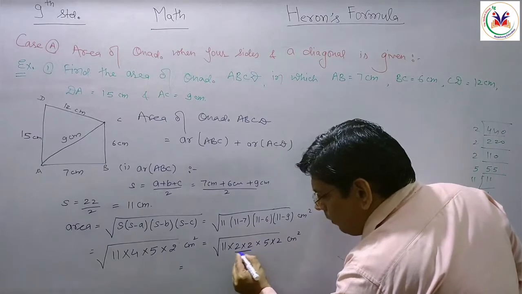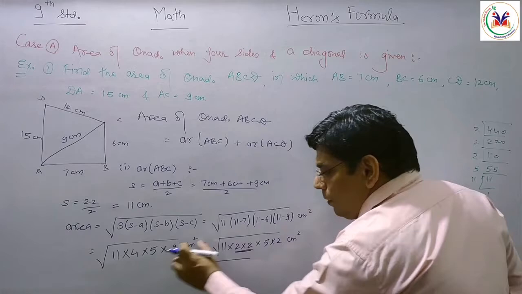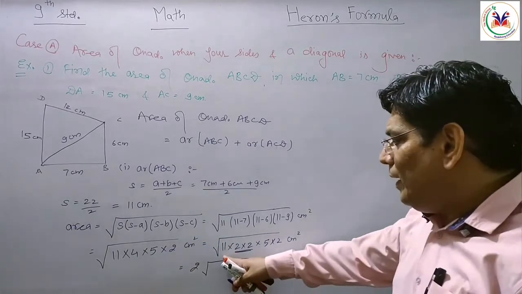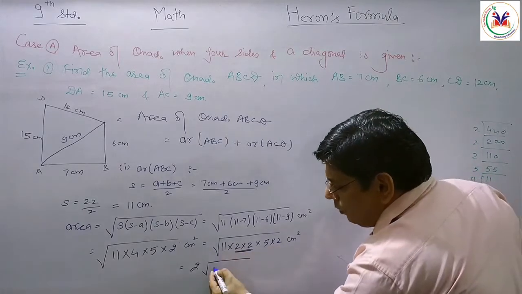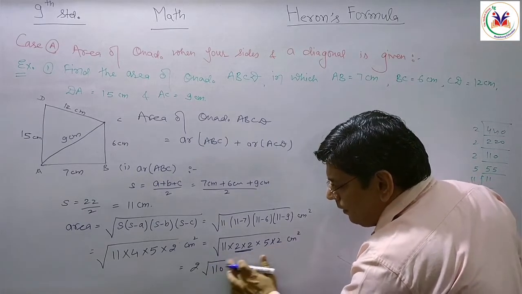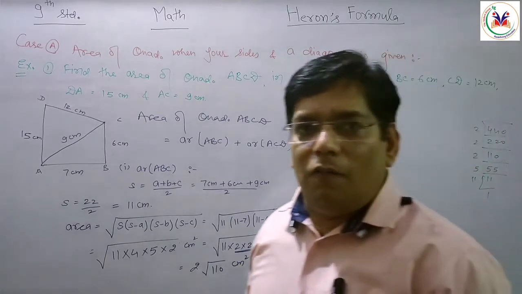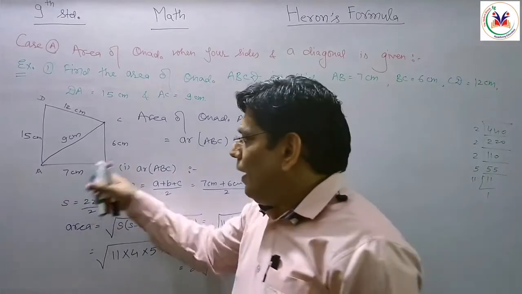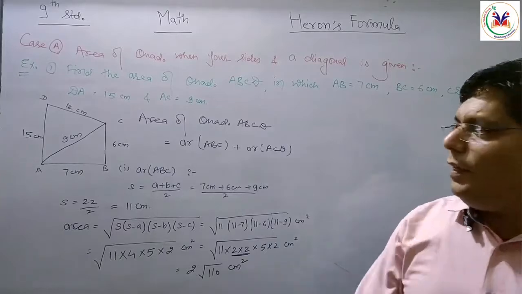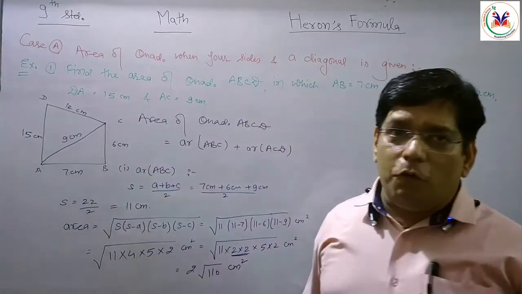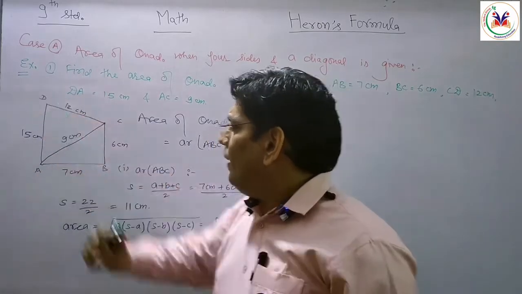What should be the answer? We obtained one pair of 2, so 2 will move outside of the square root, and then 11 into 5 into 2 is 10, 10 into 11, so root 110 centimeter square. That will be the area of the first part, triangle ABC. Now, after getting the area of ABC, we should move to get the area of triangle ACD.